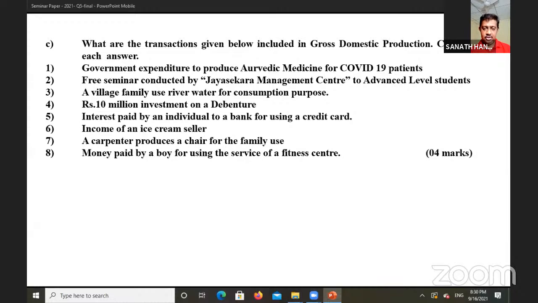Most of you are saying no. But remember, this is included in. What's the argument? Once a natural resource is acquired by the people, it becomes a production. Keep it thoroughly in your mind.